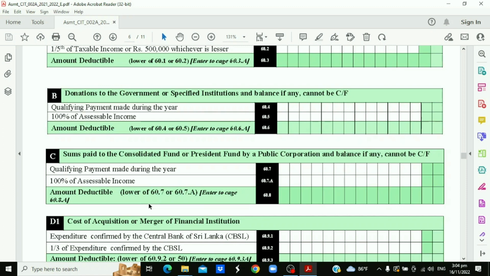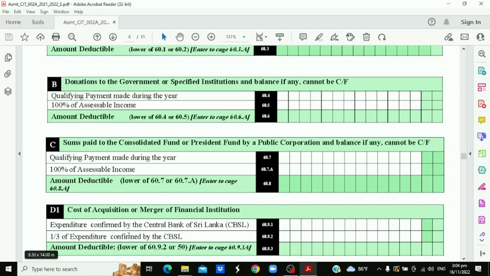Then table C is only applicable for the public corporations. If they paid some money to the consolidated fund or the president's fund, those values can be considered as a qualified payment. Then we have to identify the amount incurred or remitted to these particular funds, and 100% of taxable income is able to be deducted, right? Then likewise we can complete the first three. Thereafter we can move on to the fourth one, right?